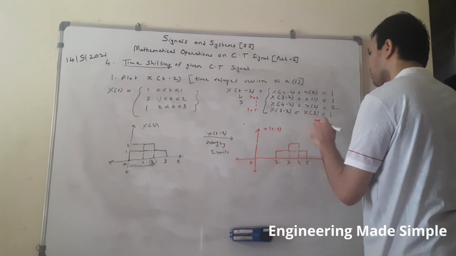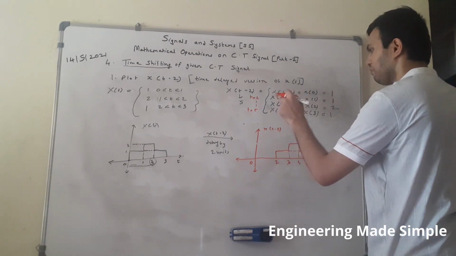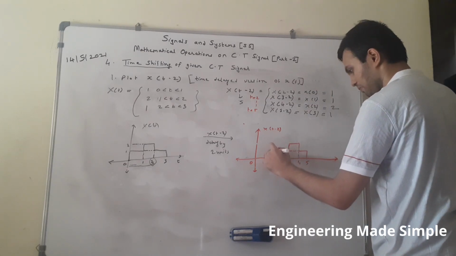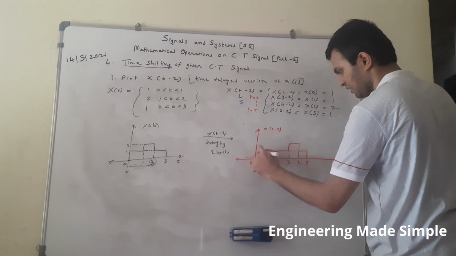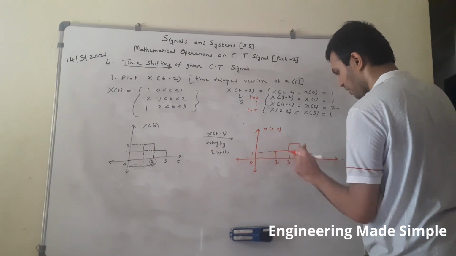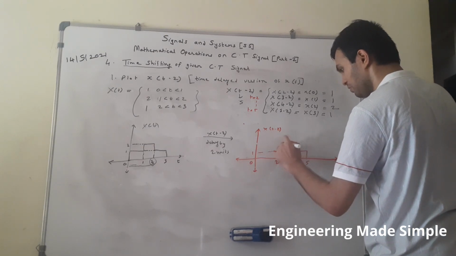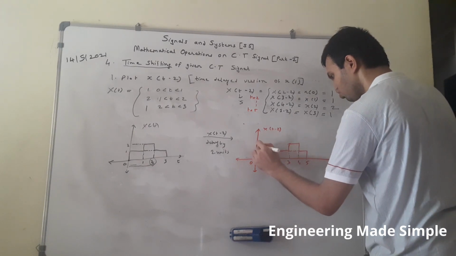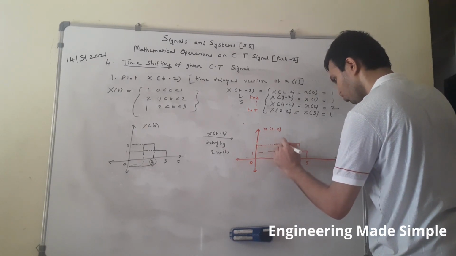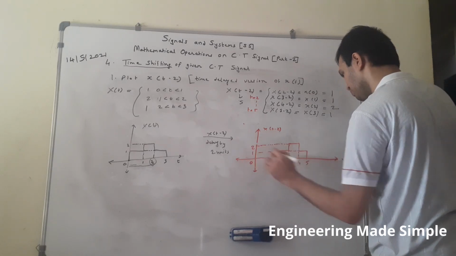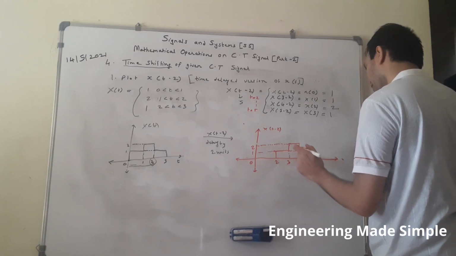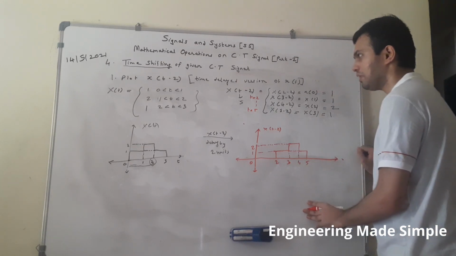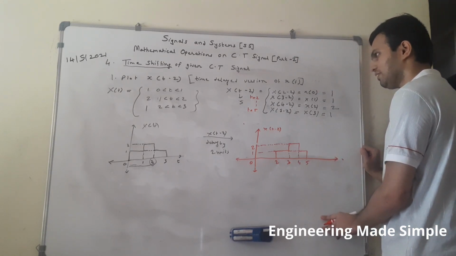So let's see whether I have plotted correctly. What was the value for t is equal to 2? It was x of 0, so it was 1. So it is 1 over here. Between 3 to 4 the amplitude value was 2, and between 4 to 5 again the value was 1. So this is our time shifted or time delayed version of a given continuous time signal.